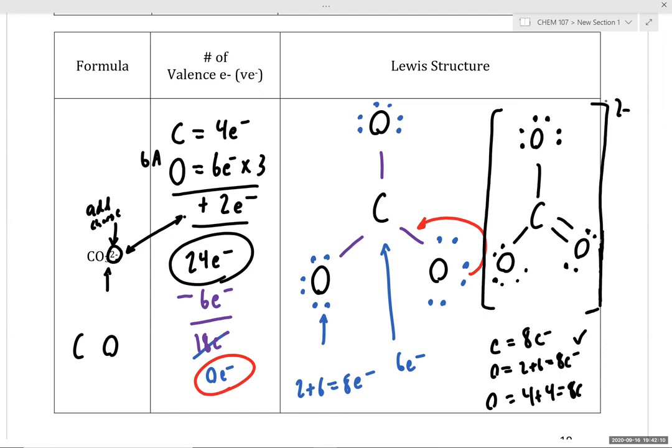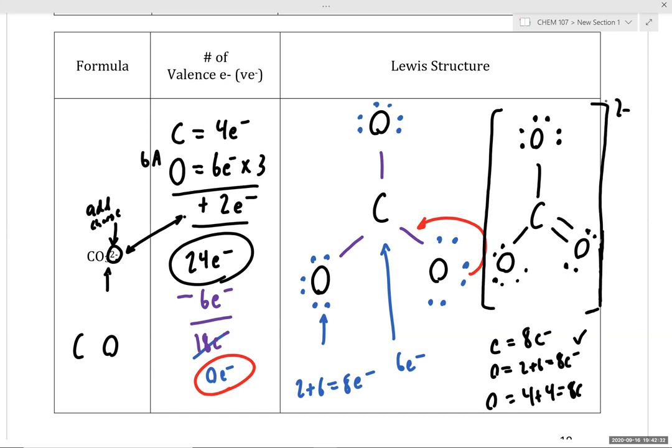Does this make sense? Yes. Just to reiterate, we add the charge because it says 2 negative. Yes. So if it were to say 2 positive, we would subtract that charge. Yes, exactly right. Does that make sense?